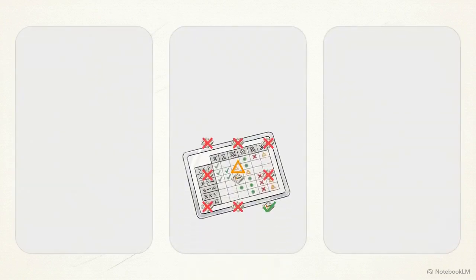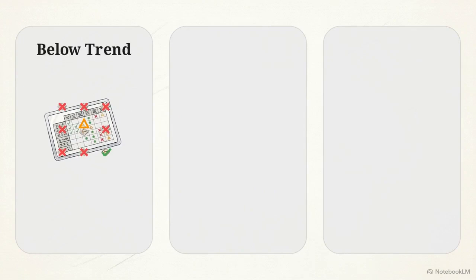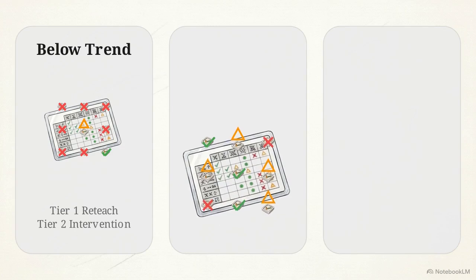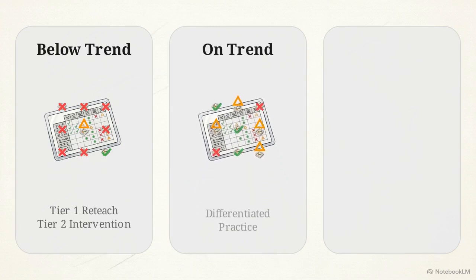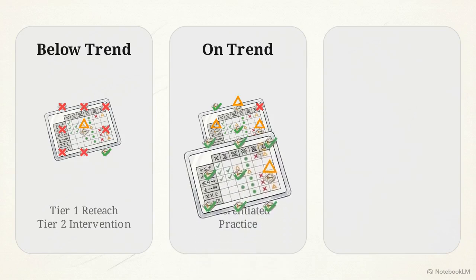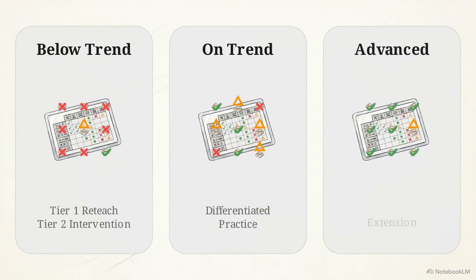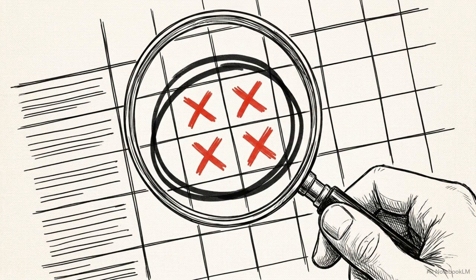Look at the visual shape of the data instead. A matrix dominated by not yet marks creates a below-trend pattern. This student requires immediate Tier 1 reteaching or Tier 2 intervention. A mix of marks forms an on-trend pattern, indicating they need targeted, differentiated practice. A block of mostly check marks creates an advanced pattern, signaling readiness for extension. Your instructional placement is dictated by the shape and pattern of the data.